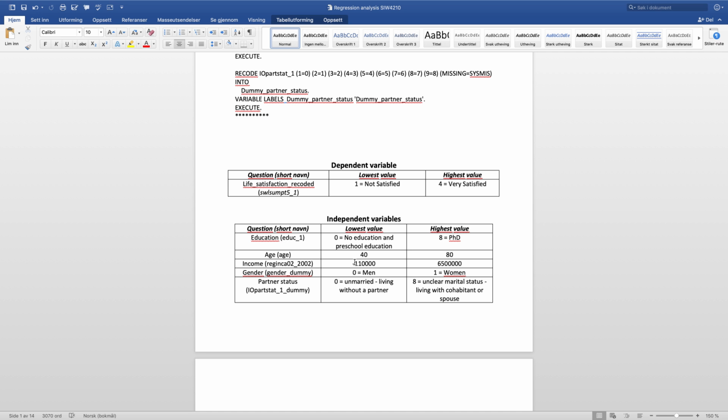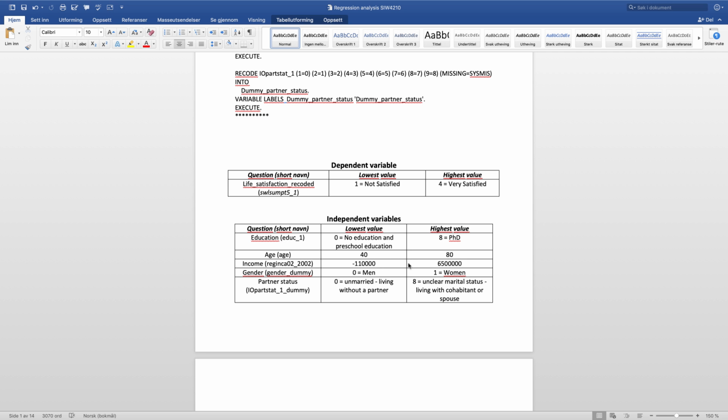But if you look at the income variable, it goes from minus 110,000 up to 6.5 million, actually. So this is more of a problem in the sense that having negative income is a bit strange. And 6.5 million, very few people earn 6.5 million. So the highest and lowest, I would definitely do some recoding of this variable.